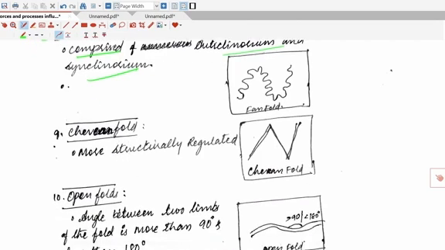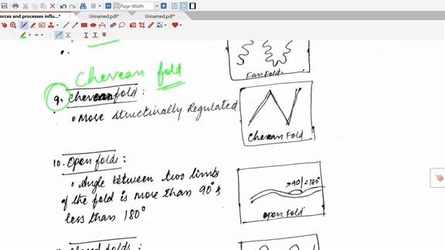And chevron folds. Chevron fold is nothing but more structurally regulated. That means it may have a regular structure like what we are seeing here. So it will have regular structure, not irregular, like it will not have this kind of irregular structure. It will have regular structure, steep slopes, smooth surfaces, etc.